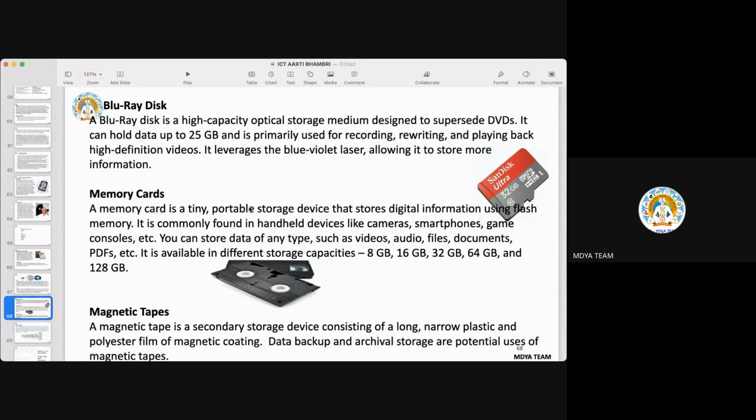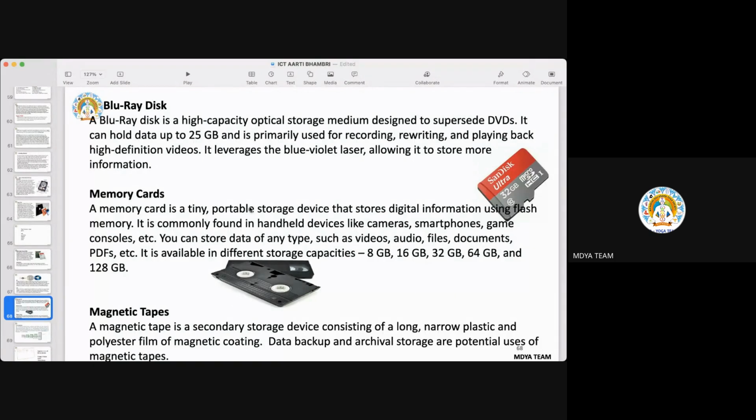Again, earlier people used it for recording, rewriting, and playing high definition videos. So it needs a blue violet laser. It is coated by a blue color, and a blue violet laser is used to store more information. That's why it is called Blu-ray disc.